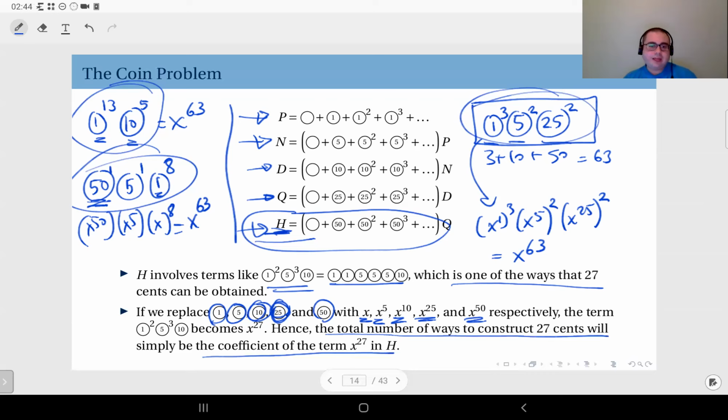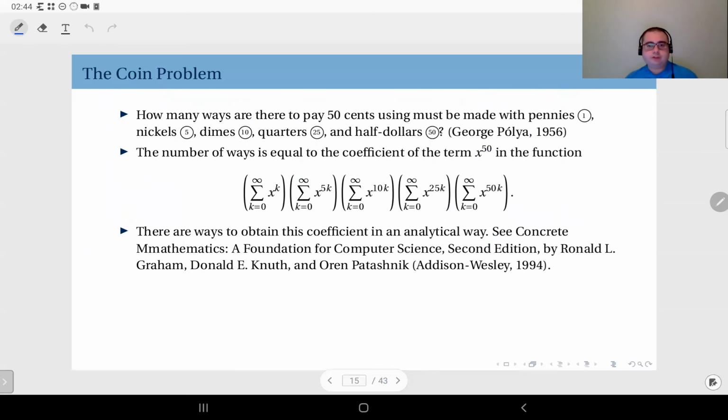So in essence, H here is our generating function, and the corresponding term, the coefficient of x to the power 50, is the 50th number in my sequence, which is the number of ways to construct the amounts 1, 2, 3, etc. Okay, so what I need is the coefficient of the term x to the power 50 in this expression. Okay, so what kind of an expression is that? If you exchange the coins with x to whatever the denomination is, well, this is H. This is what H becomes.